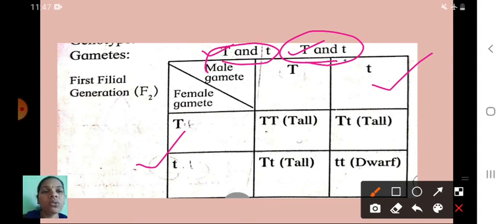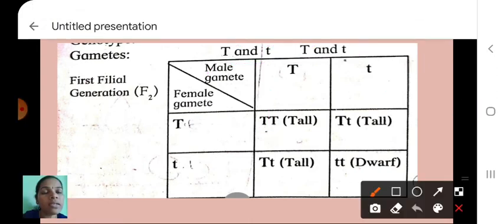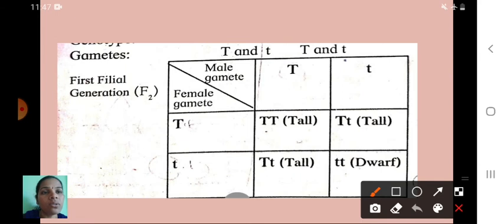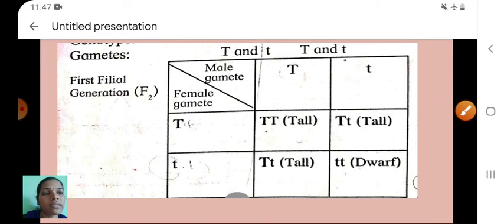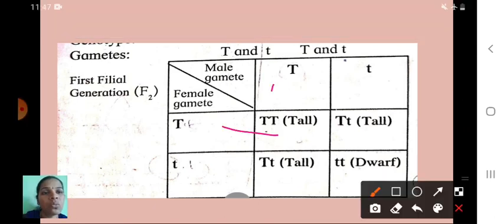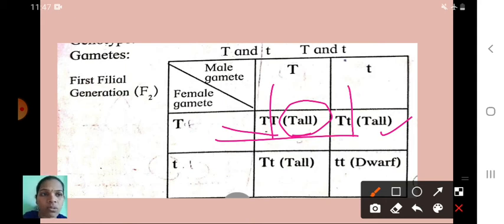See here, during fertilization, male and female gametes are fused, isn't it children? I hope you understood this one, this one, this one, and this one. And again here, which one is there? See, this is TT, capital letter T, and which phenotype is there? Tall. And next, this one here, what will come? This one and this one. These two gametes are fused, so capital T, small t. Phenotype is what? Yes, tall.